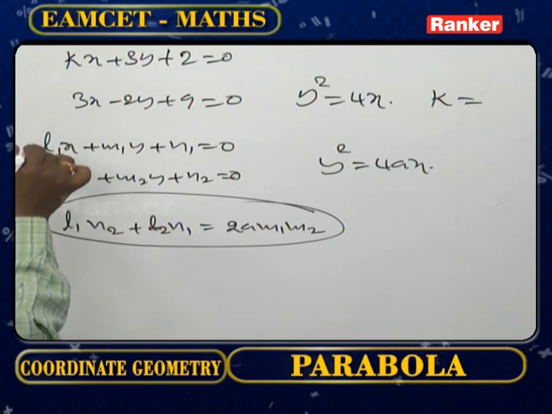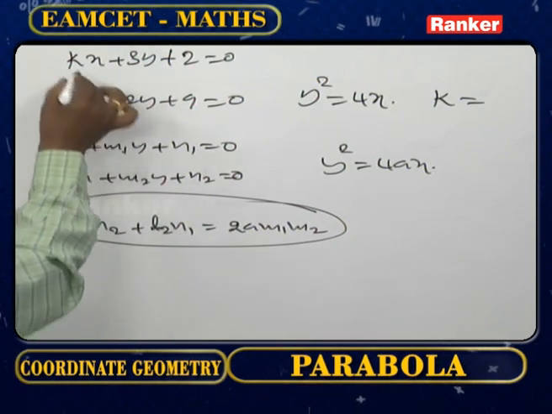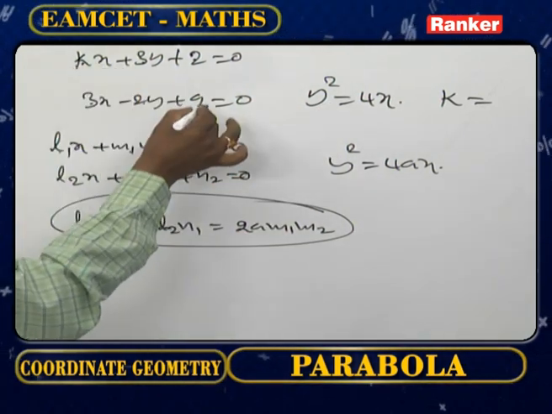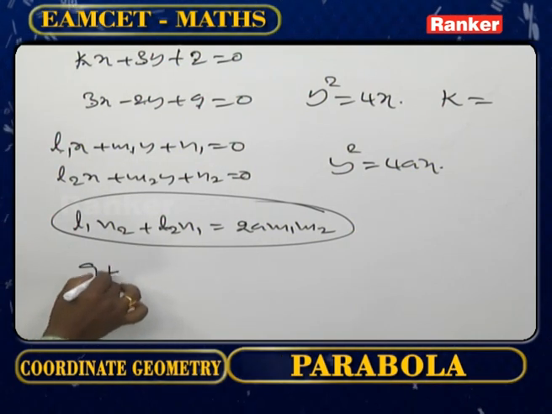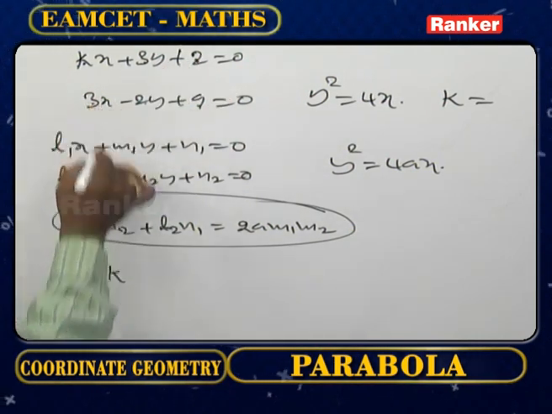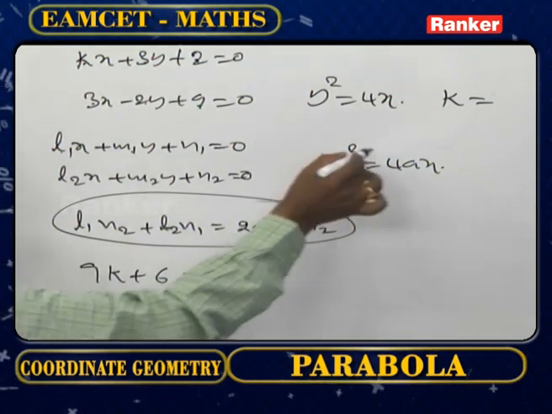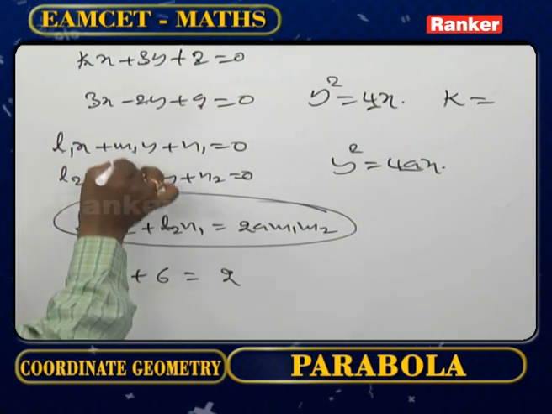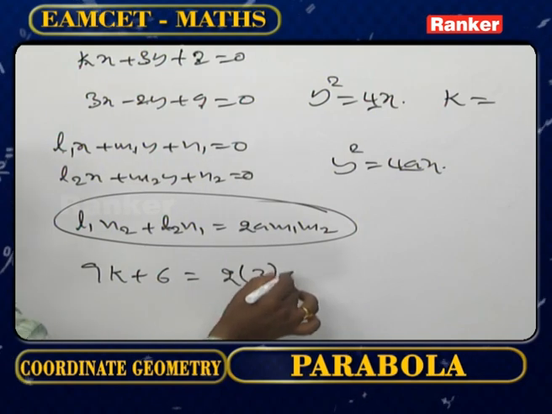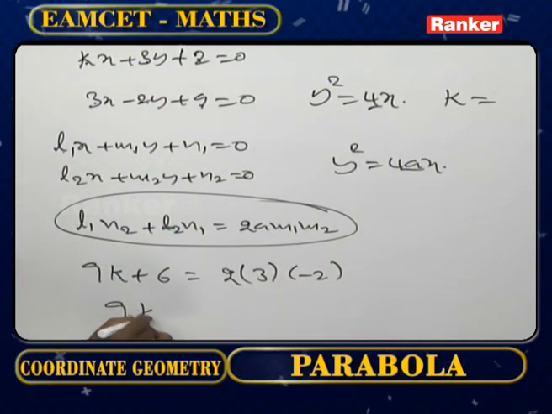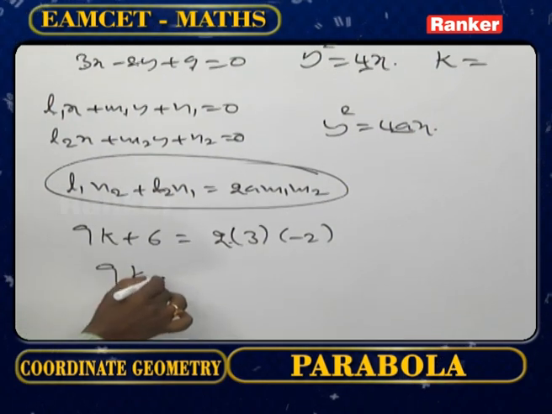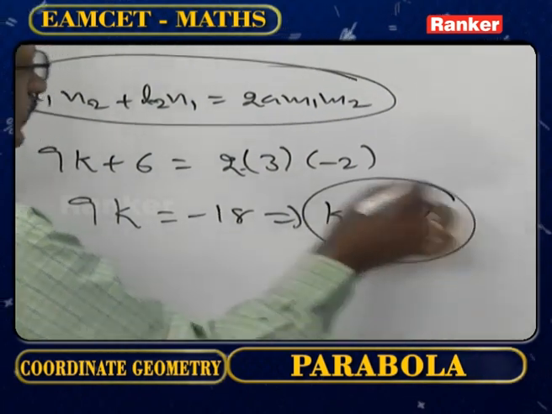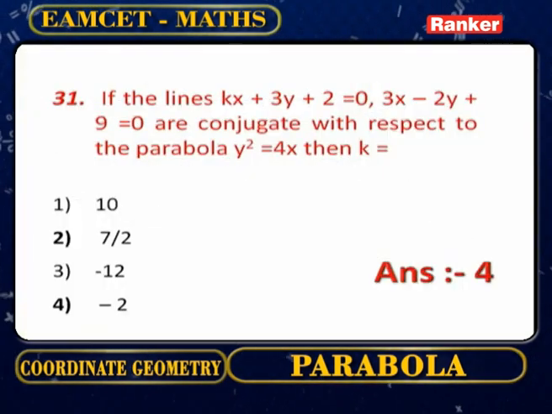Now substituting the values of L1, M1, N1, L2, M2, N2 and a in this condition: L1 N2 is 9k, plus L2 N1 is 6, equals 2a, here 4a equals 4, so a equals 1 and 2a equals 2, into M1 M2, which is 3 into minus 2. Now 9k plus 6 equals minus 12, 9k equals minus 18, then k equals minus 2. The value of k equals minus 2, fourth option.